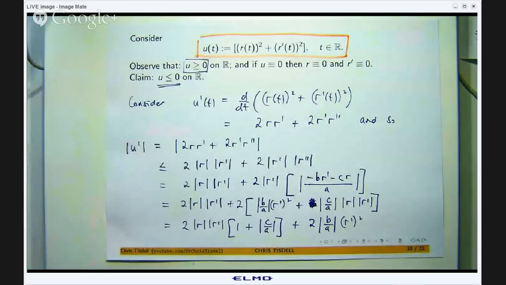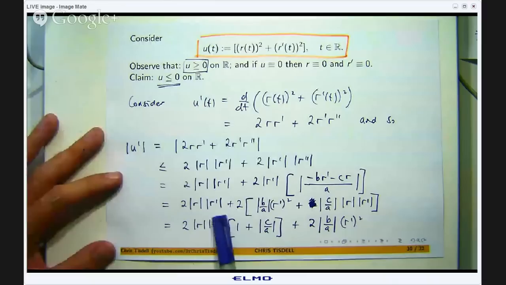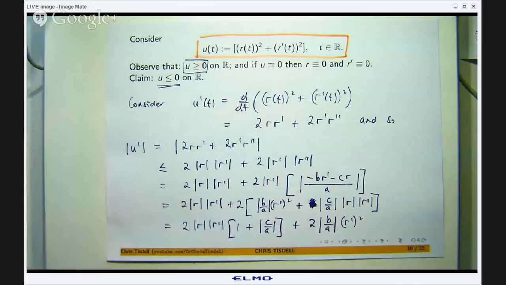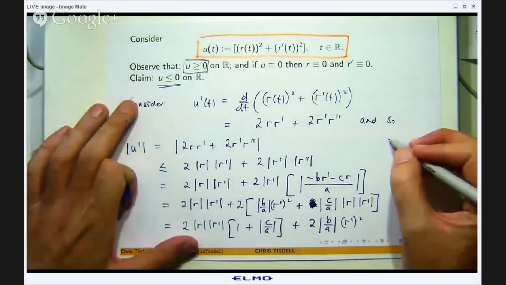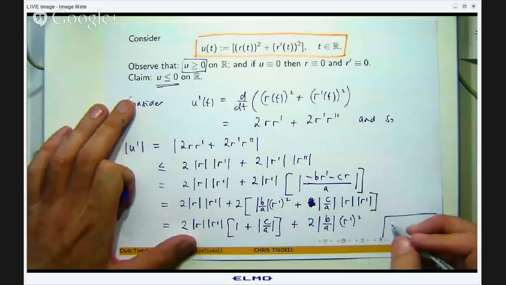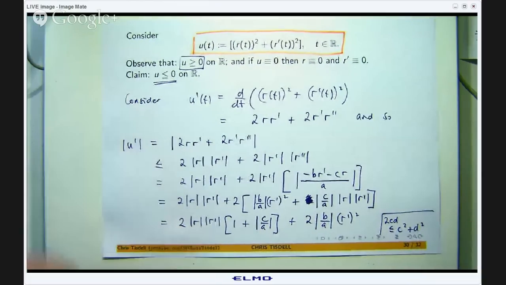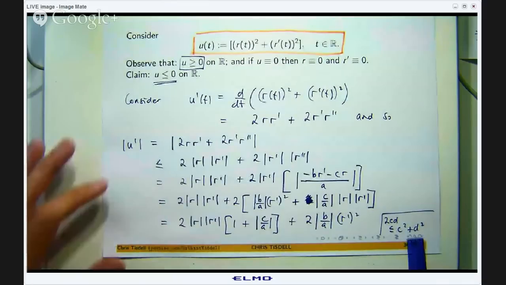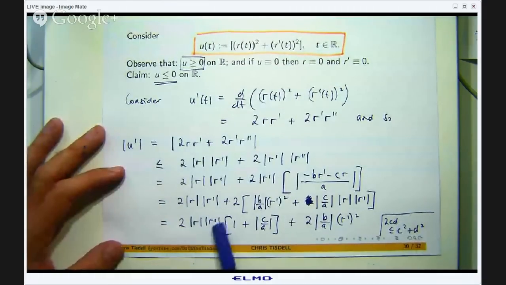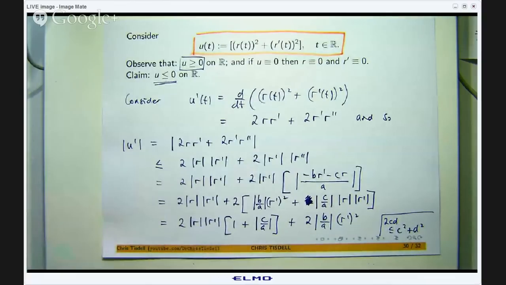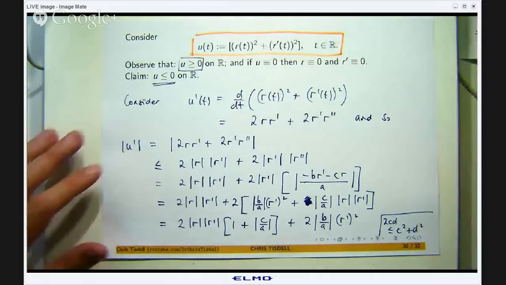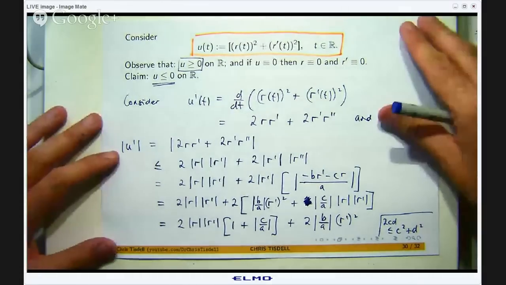So now what I would like to do is actually work on this here. Now I can use a little inequality there, which I'll just tuck in down here. It's the following: 2CD is always less than or equal to C squared plus D squared. So I'm going to apply this inequality to this, because then I'm going to get something involving R squared and R prime squared. Now it's not clear how that's going to help us, but it will become clear in a minute.